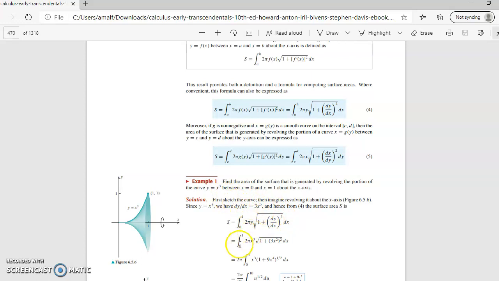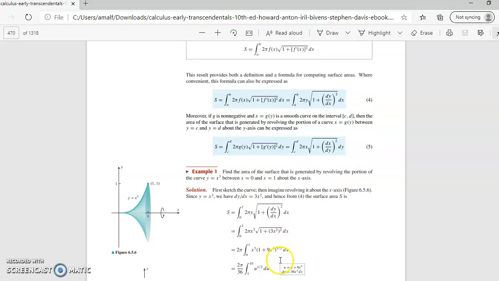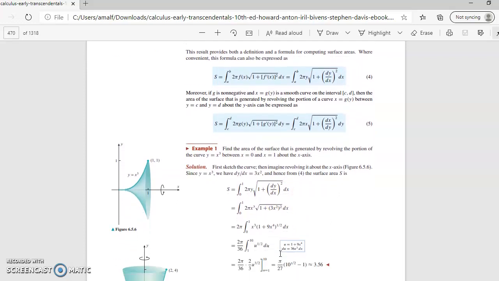In place of y, put x cube. So that is the integral from 0 to 1 of 2 pi x cube root of 1 plus 9x raised to 4 dx. Now use substitution, since the derivative of the function appears. So put u equal to 1 plus 9x raised to 4. Then du will be 36 x cube dx. So x cube dx you can write as du by 36. So you will get 2 pi by 36, and the limits will become 1 to 10.